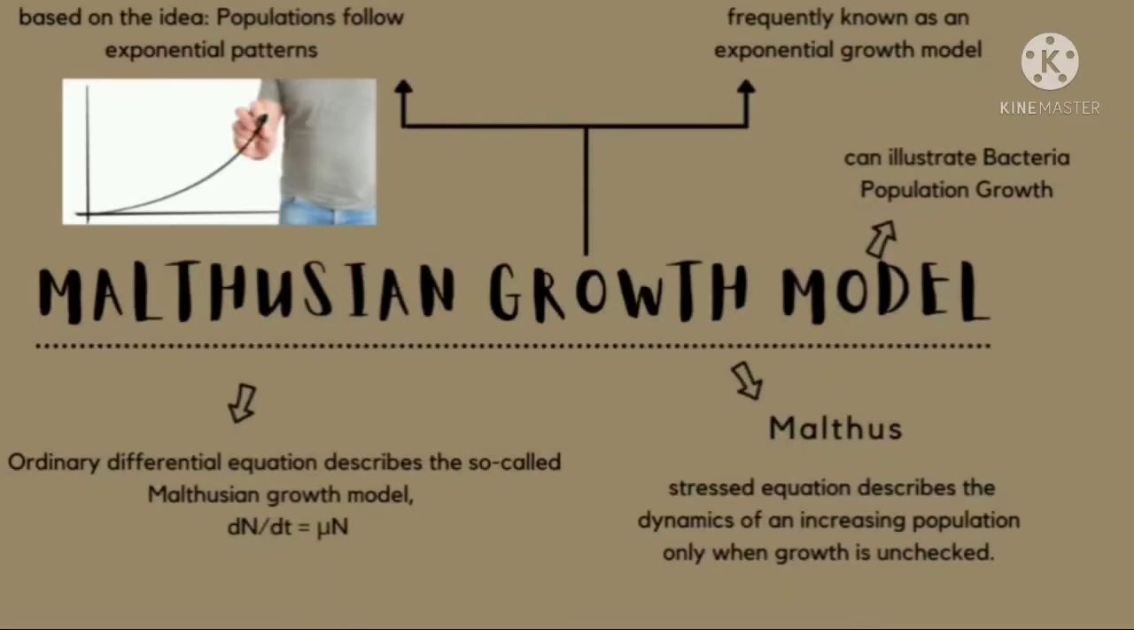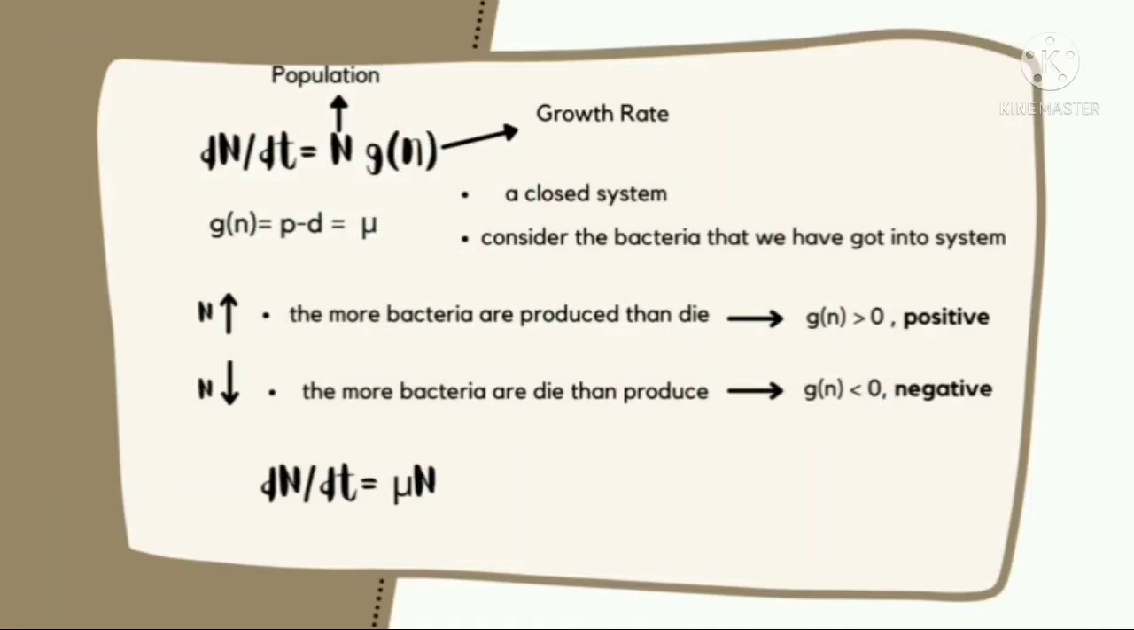dN over dt is equal to mu N. Furthermore, this equation describes the dynamics of an increasing population only when growth is unchecked. Growth rate is the production of the bacteria minus the death of bacteria, which is actually equal to mu. Furthermore, we are considering a closed system. We close off the borders so that no bacteria are allowed in or out. We're just basically considering the bacteria that we have got into the system only.